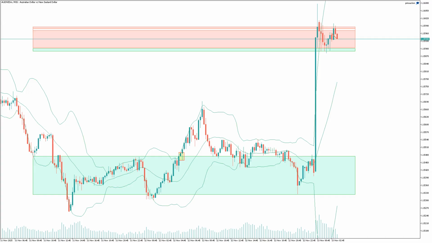Are you curious about the next move for the AUD/NZD? Today, we're breaking down the 15-minute and 1-minute charts to give you a clearer picture.